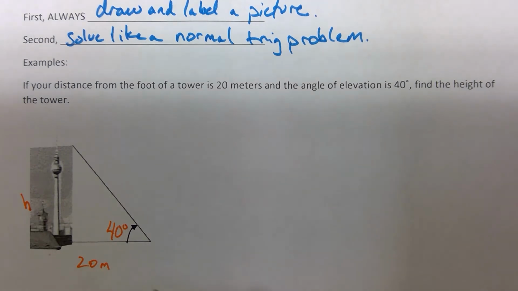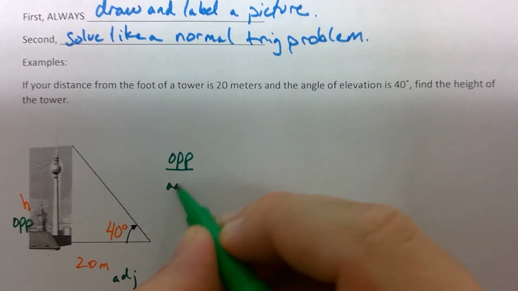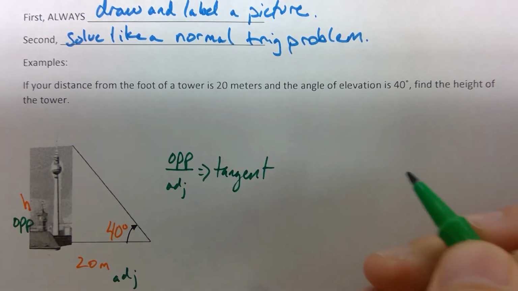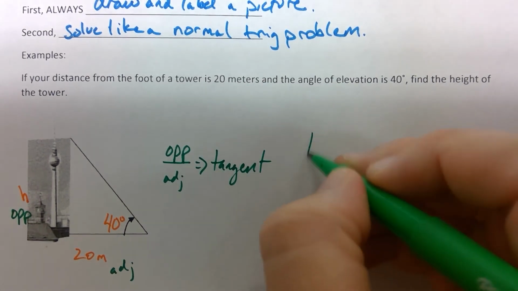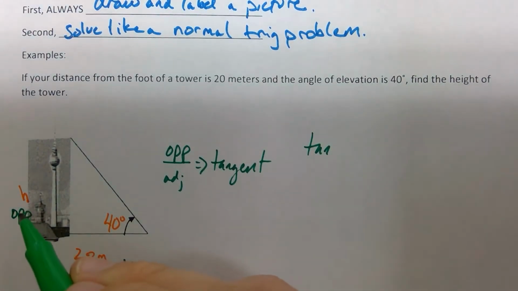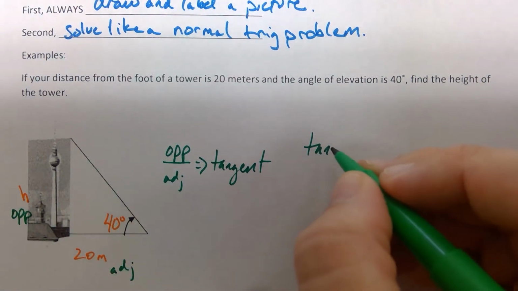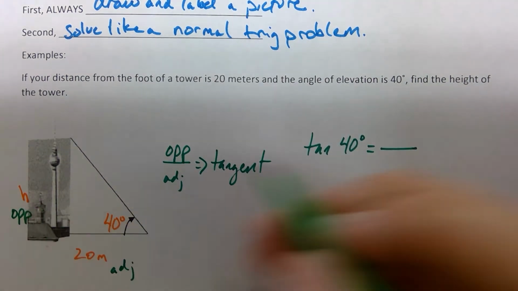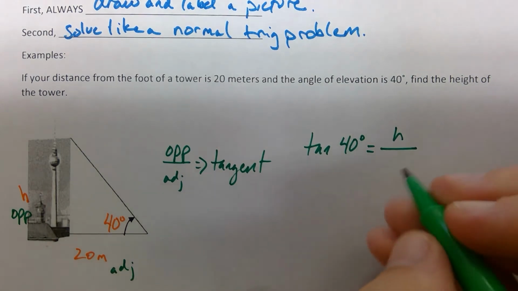So let's label our triangle. We're going to solve like a basic trig problem now. So we've got our reference angle here, across our triangle, or opposite. We've got our side that's between our right angle here and our reference angle, so there's our adjacent side. And if I think opposite over adjacent, what trig function is that? Hopefully you said tangent. So let's go and set it up. So tangent, since I'm looking for a side, I'm going to use normal trig. So tangent of 40 degrees equals my opposite side, which we called H, over my adjacent side that we called 20.